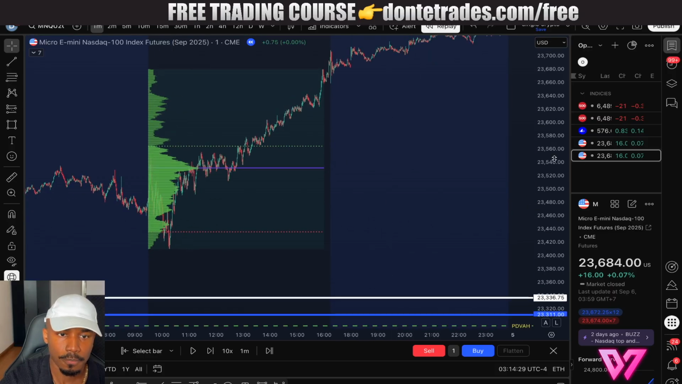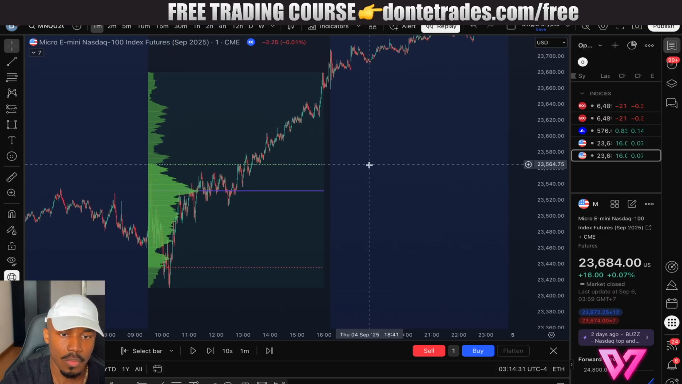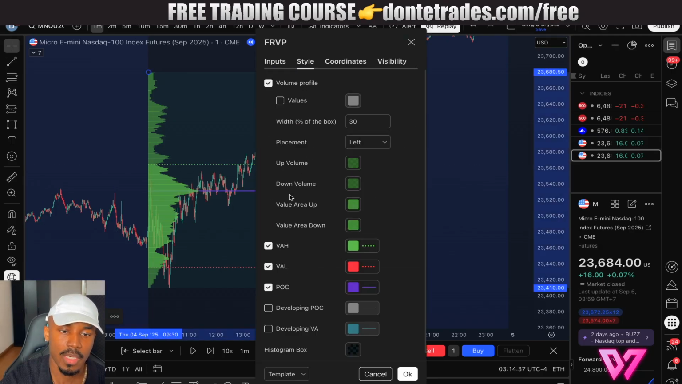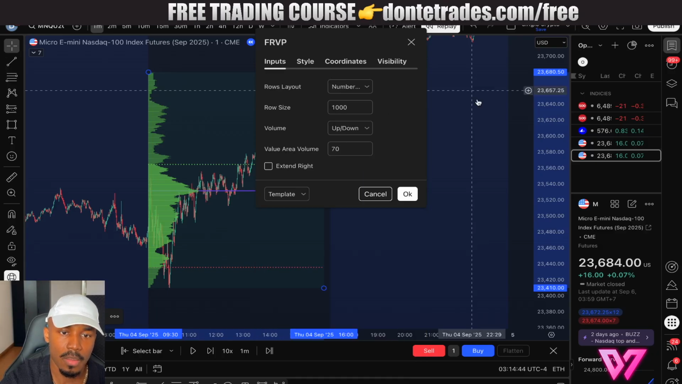So what you want to do, now that we did that, is mark this on the chart. So you can see this is the value area high. And I'll just show you guys the settings here really quick. The style, you can have your style however you want. This is just how I have mine. You can literally set it however you want. It doesn't really matter. This is my inputs, etc.